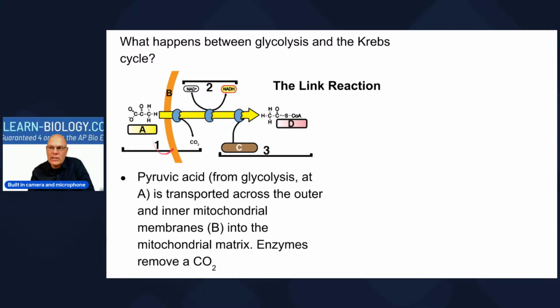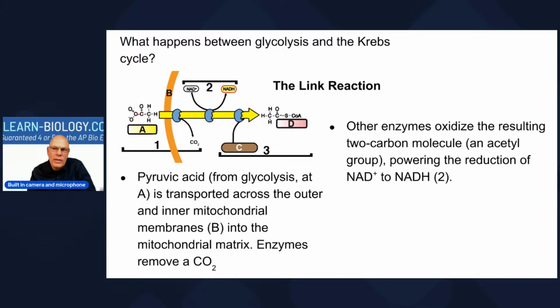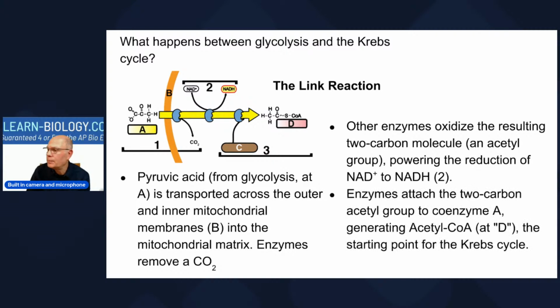This is the link reaction. And what happens, again, is that a pyruvic acid from glycolysis, over here at letter A, is transported across the inner and outer mitochondrial membranes into the mitochondrial matrix. That's this space over here. The first thing that happens is that enzymes snip off CO2. This is what's snipped off, and you can see CO2. If you know your functional groups, you'd recognize that as a carboxyl group, and that carboxyl group goes into the atmosphere, and you are exhaling it. So this is 1/3 of the CO2 that you exhale.